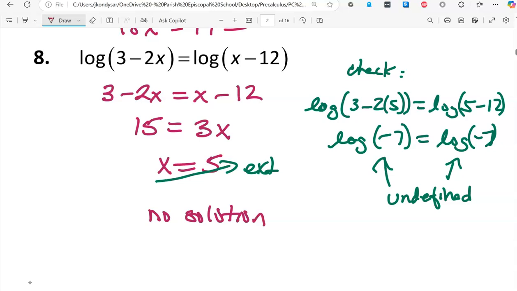When you're asked to solve an equation, the appropriate answer is no solution if there is no solution to the equation, rather than undefined. Undefined is used to describe an expression. No solution is used to describe the existence of a solution.